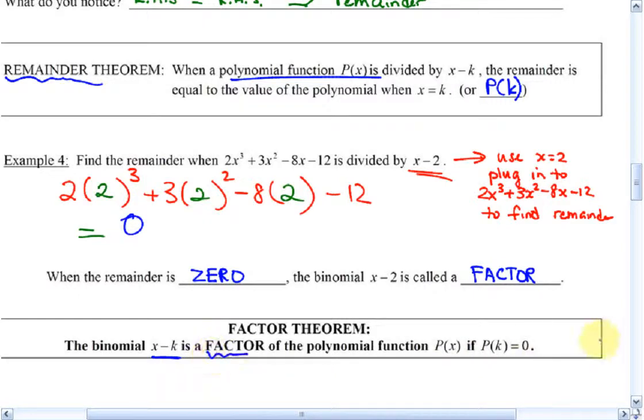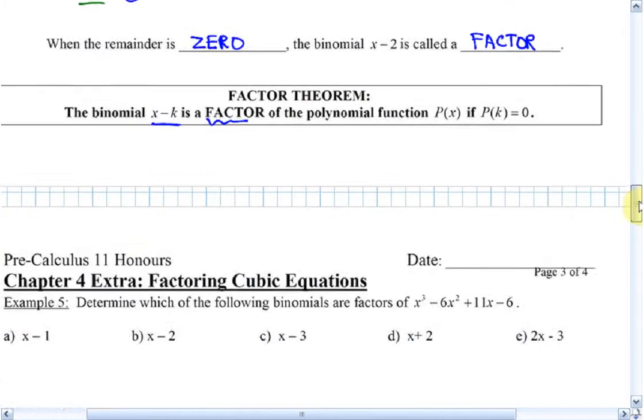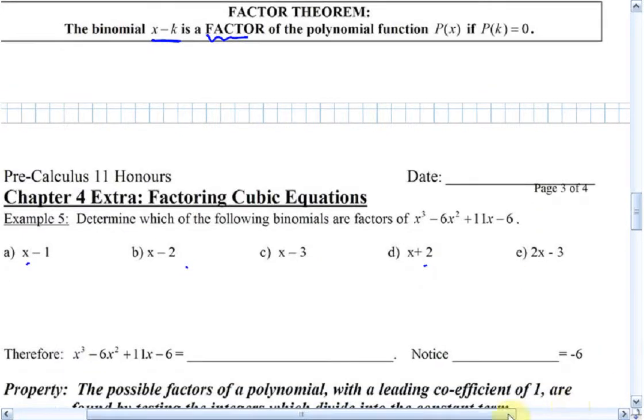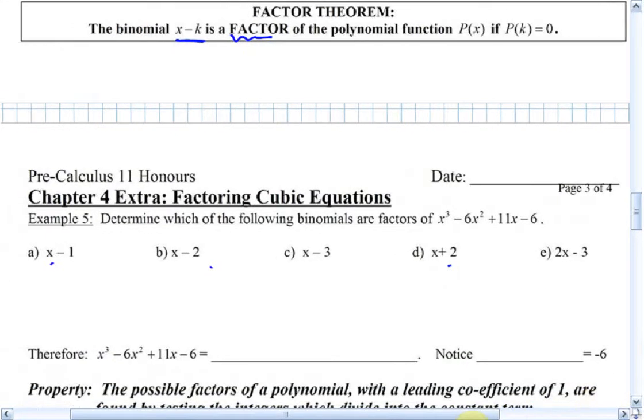So once again, to find factors, you have to plug in the opposite of what you see, and if the actual result of what you plug in is 0, then it's a factor. So what I'd like you to do now is turn to page 3, and I've got 5 different binomials that I'd like you to try to find and determine if they are factors. Okay? So let me do this with you, and then after that I'll give you a quick break before we do the next part. But what number should I plug in for 5a?